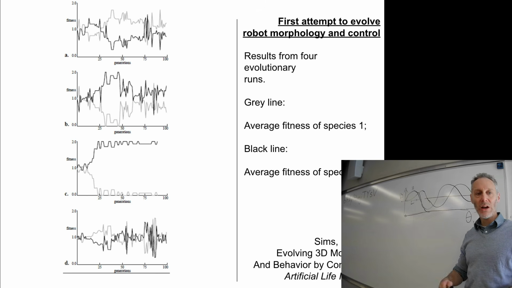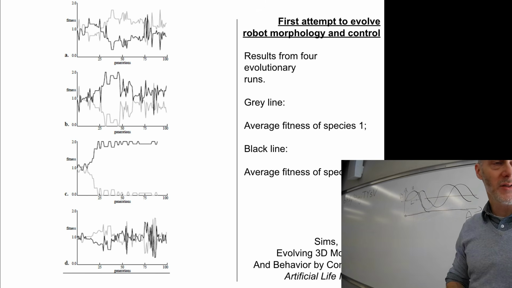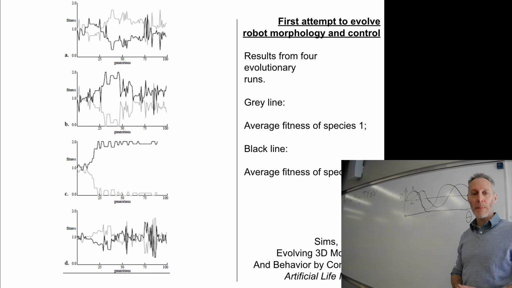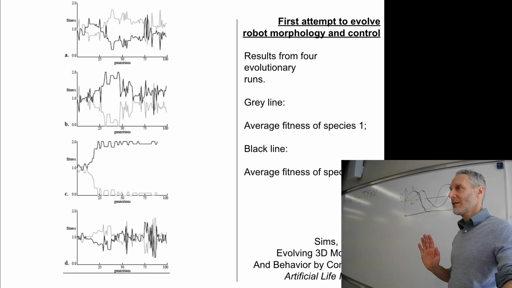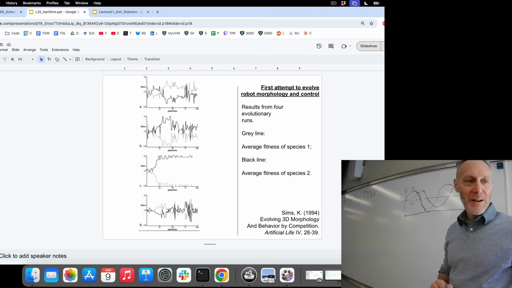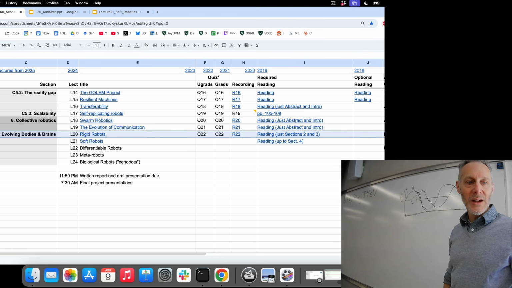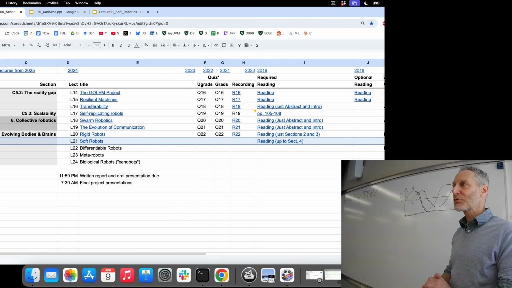Okay. Again, for those of you that are interested in this aspect of evolutionary biology, it's an idea you can play around with in your final project. Okay. Questions, comments about that? All right. So, finally finished our discussion about evolving bodies and brains for rigid robots. Let's move on to soft robotics.